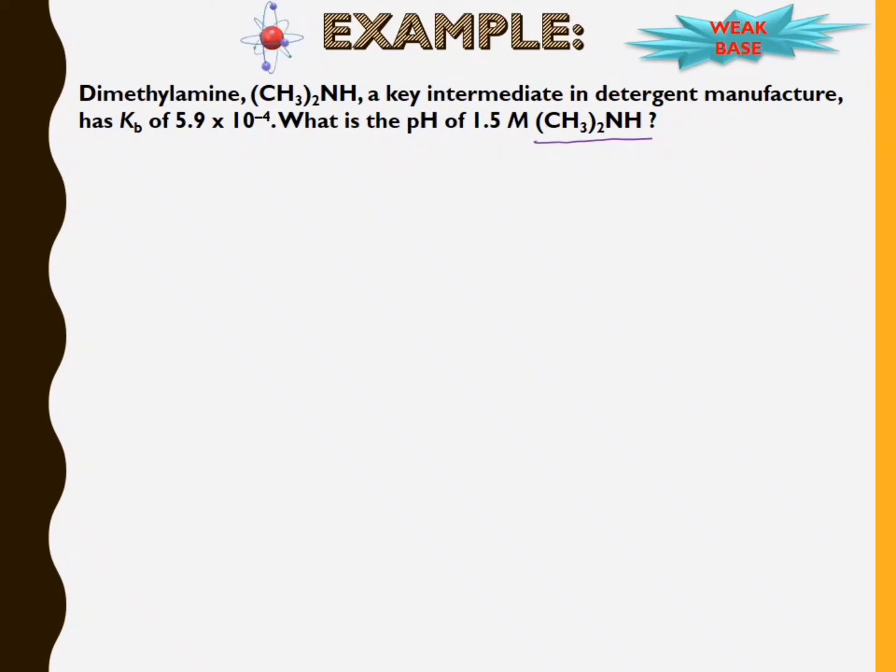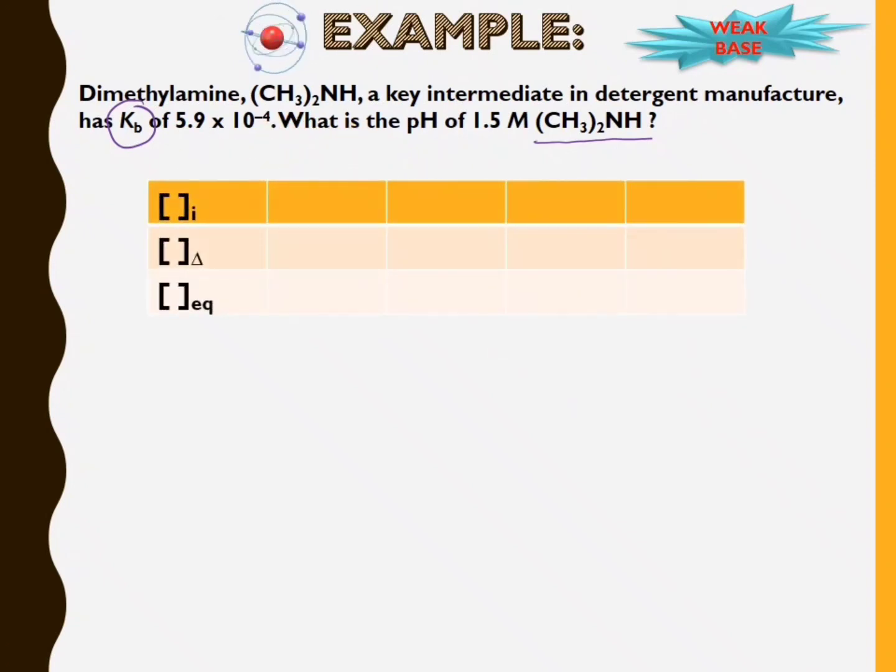So amine is categorized as a weak base, if you still remember. The biggest clue here is that we have the value of Kb. Kb is only for weak bases, so that is the biggest clue. The question asks you to calculate pH. Since we know it is a weak base, what do we need to do? Yes, you need to construct an ICE table. No escaping it.